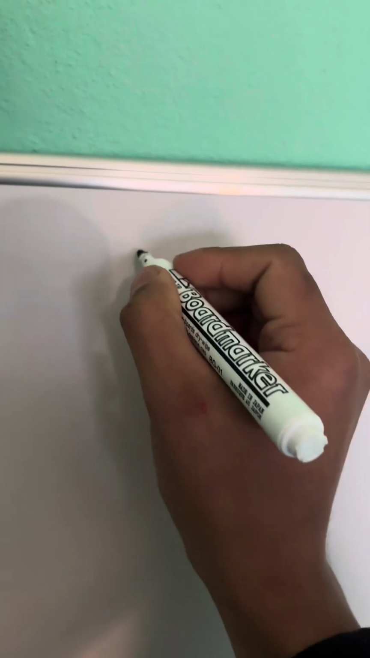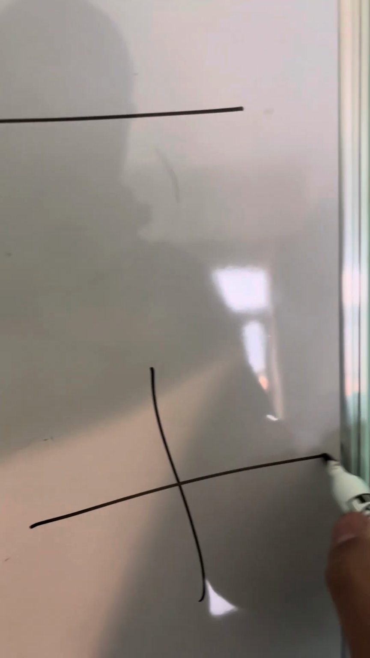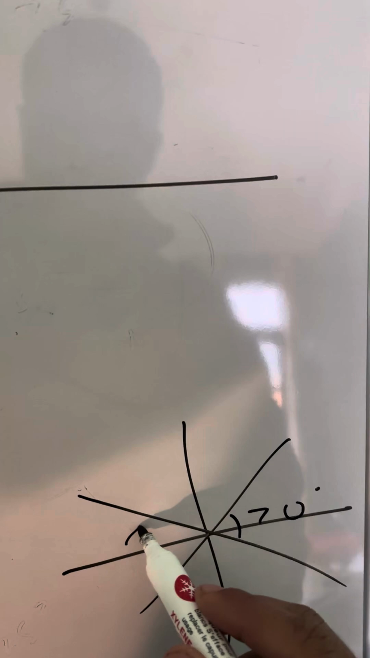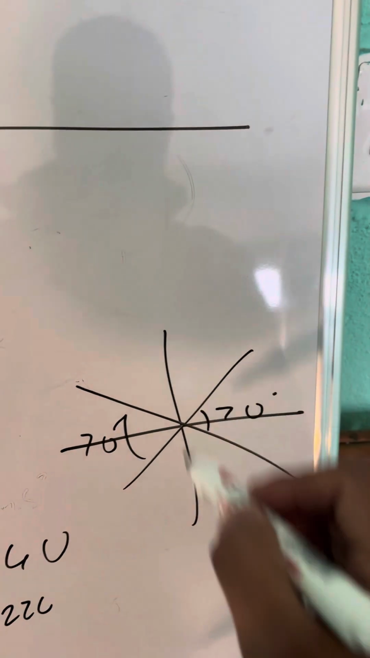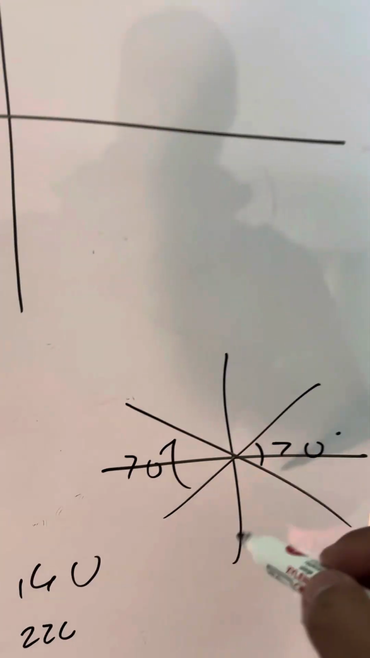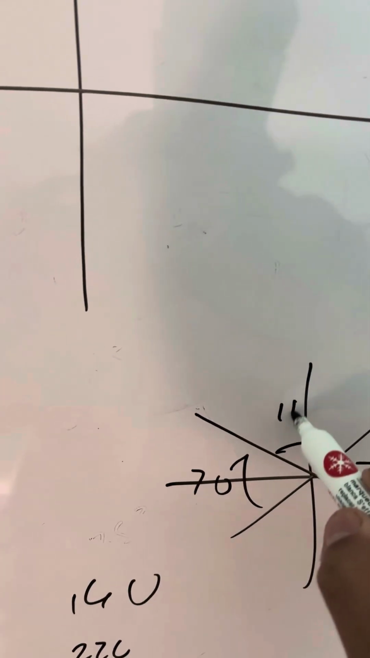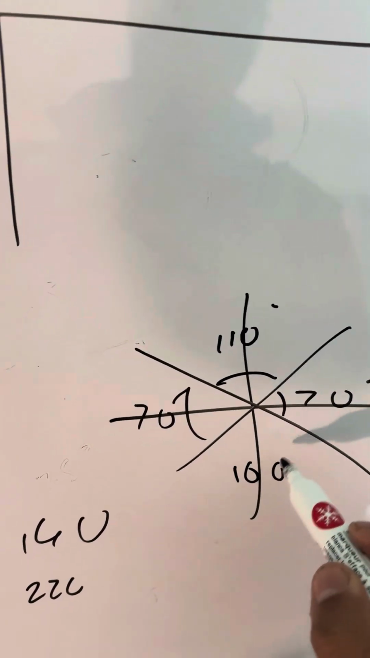First of all, we're going to draw the x-axis and the y-axis, and we know that we want 70 degrees, right? So let's suppose that these two are 70 degrees. What is 70 plus 70? It's 140. What's 360 minus 140? 220. So the sum of these two angles is going to be 220. And since they are equal, it's going to be 110 degrees, 110 degrees.